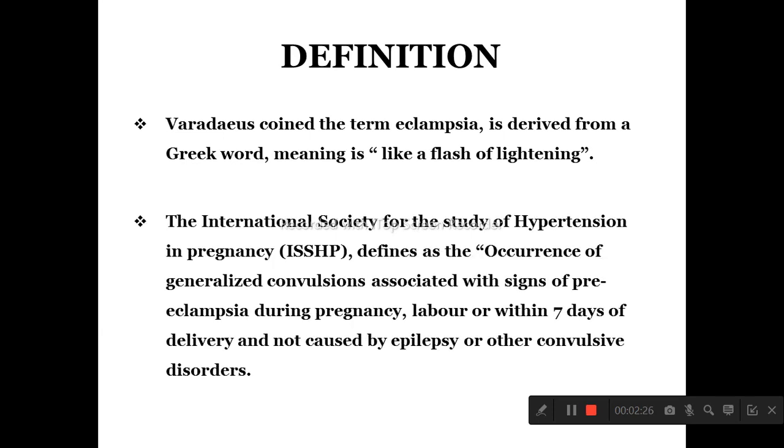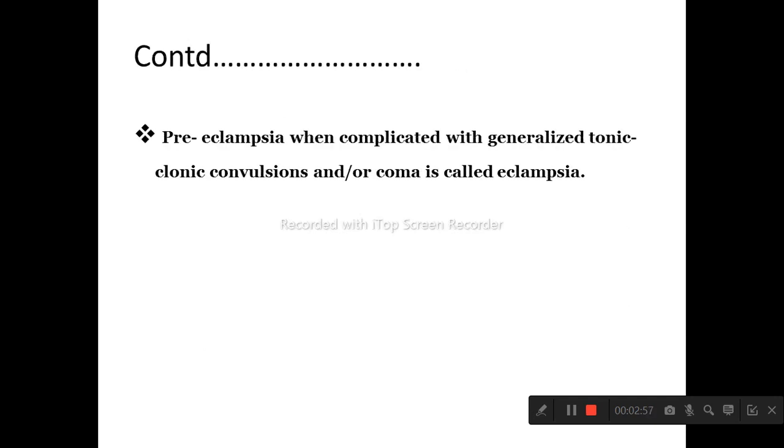The International Society for the Study of Hypertension in Pregnancy defines it as the occurrence of generalized convulsions associated with signs of preeclampsia during pregnancy, labor, or within 7 days of delivery, and not caused by epilepsy or other convulsive disorders. If the mother does not have epilepsy or a convulsive disorder, convulsions due to hypertension during this duration we call eclampsia. Preeclampsia, when complicated with generalized tonic-clonic seizures, convulsions, and coma, is called eclampsia.